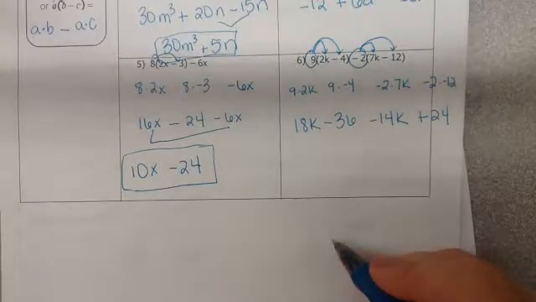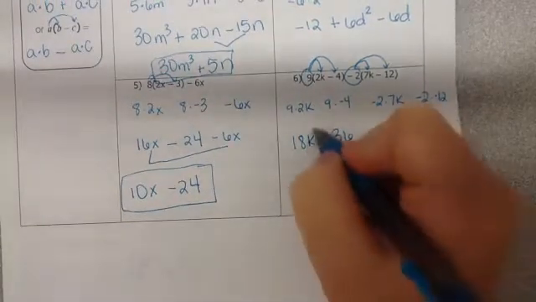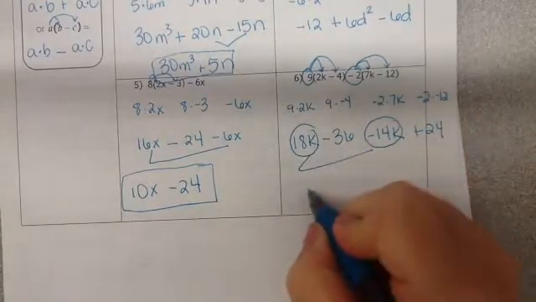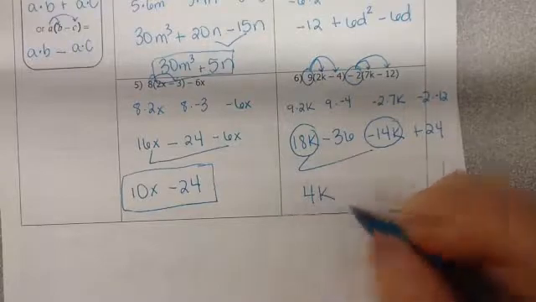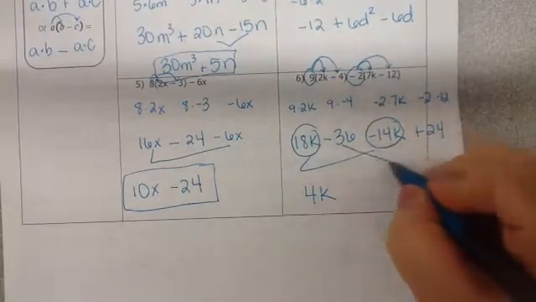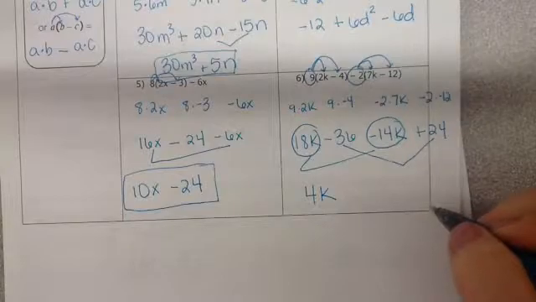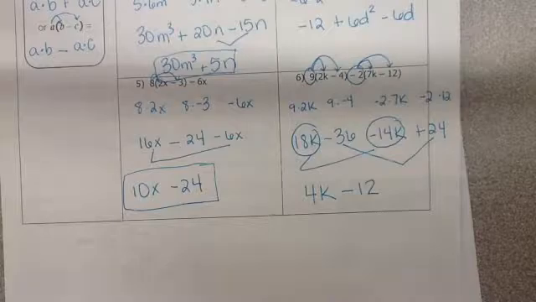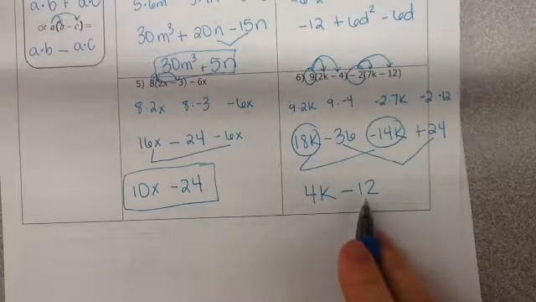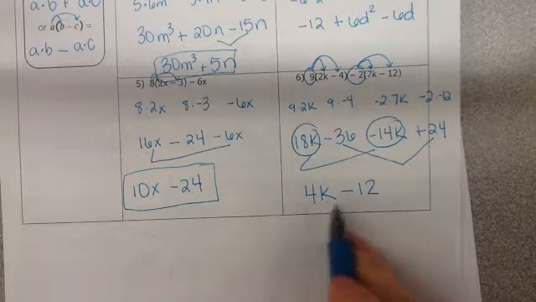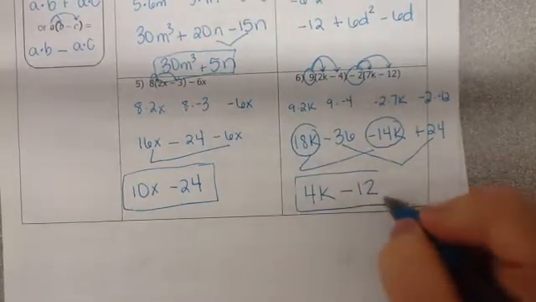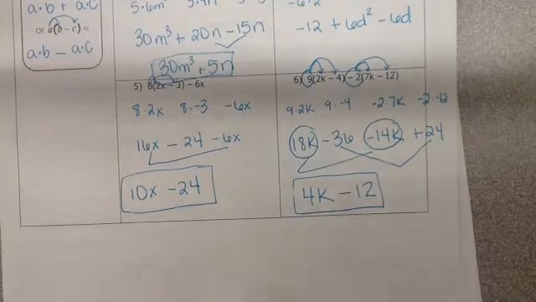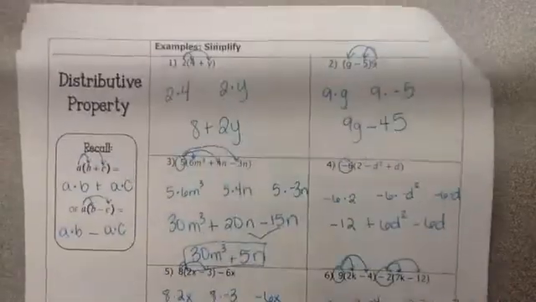Could you combine any pieces? Yes, 18k and -14k make 4k. And what else? -36 and 24, -12. Can these pieces go together? Nope. One has a k, one does not. So that's your final answer. So be careful, 2 distributions, combine like terms. Nice job today, mathematicians.